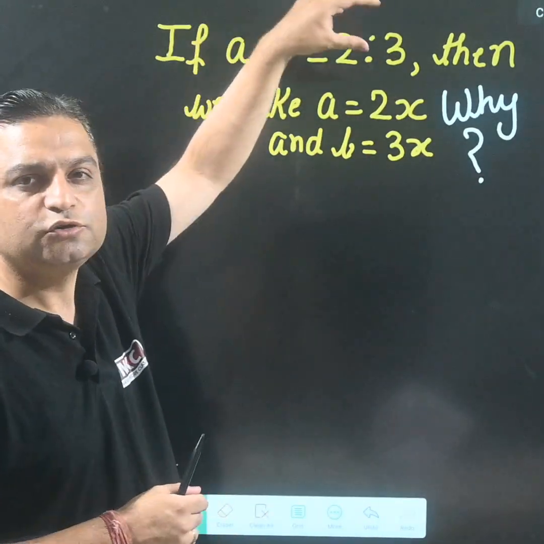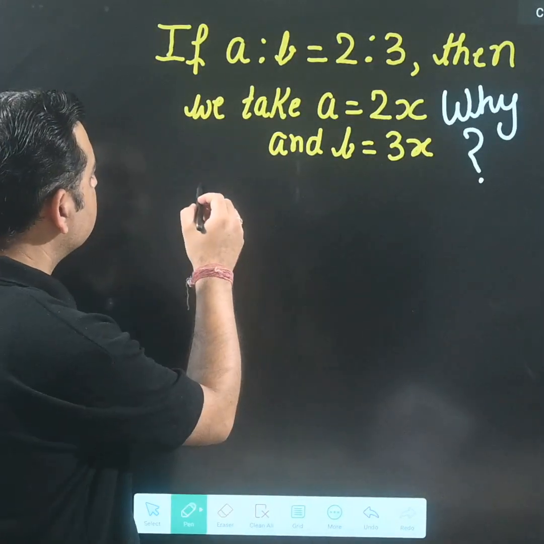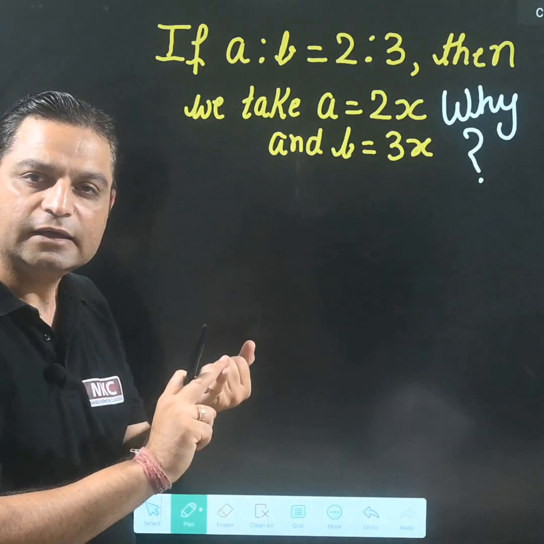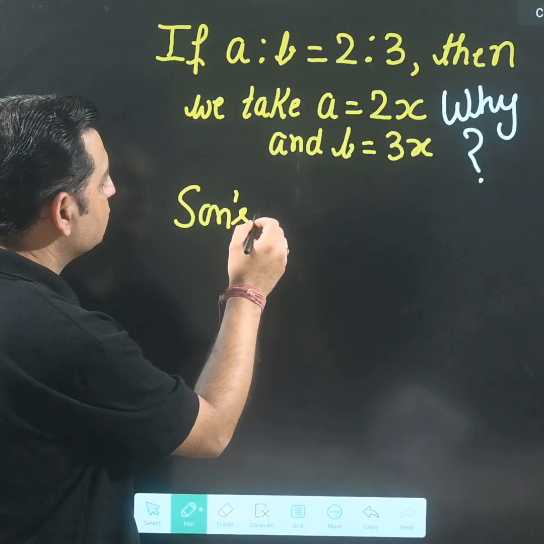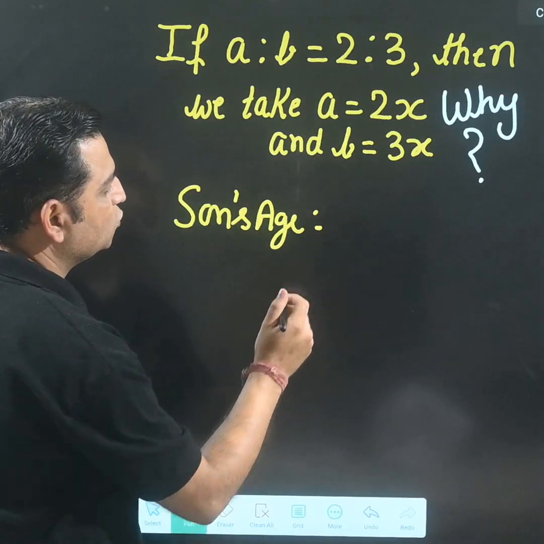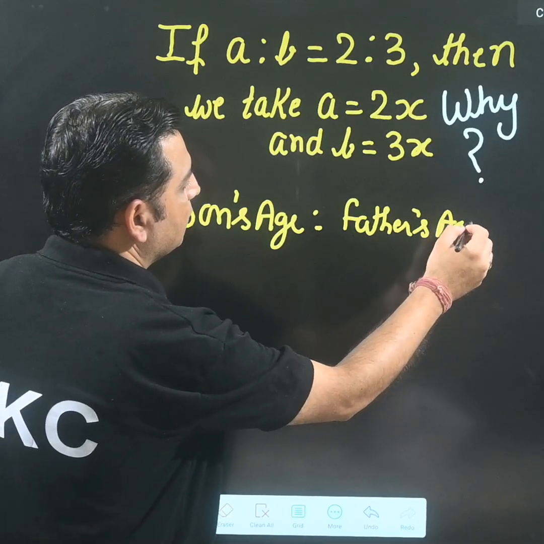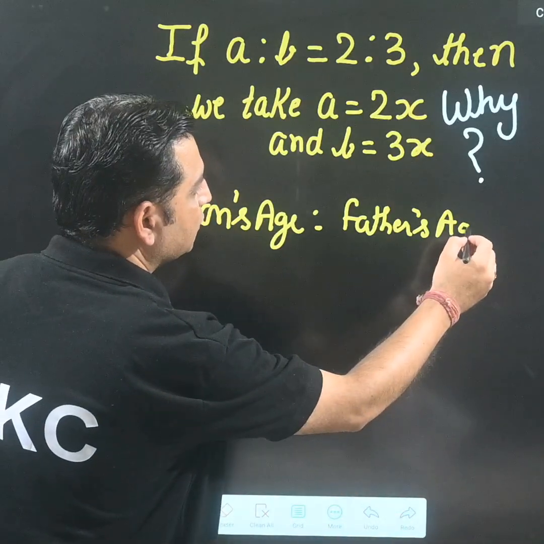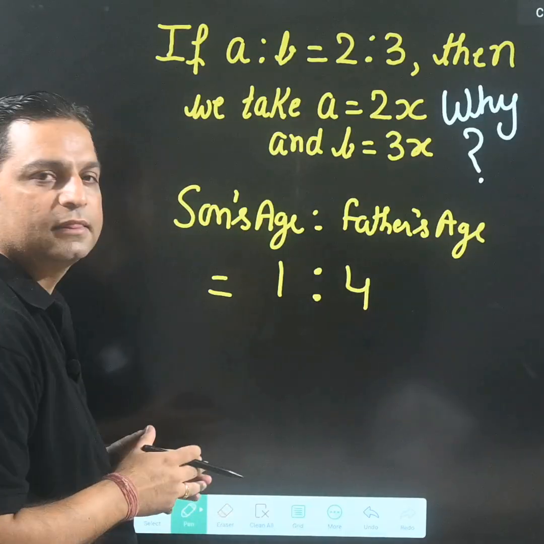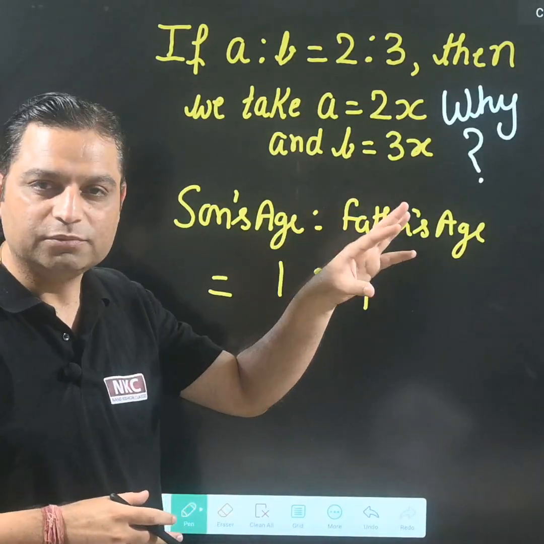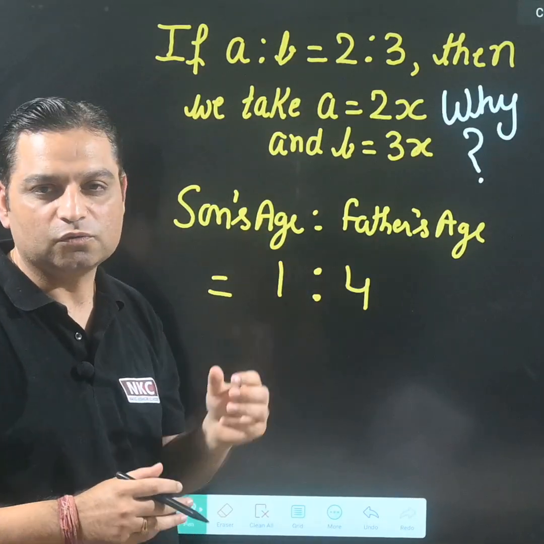This is no doubt A ratio B, but I'm giving you a practical example. Let's suppose we are given the ratio of son's age and father's age. Let's suppose this ratio is given as 1 ratio 4. Let us suppose that instead of A ratio B, son's age and father's age ratio is given as 1 ratio 4.